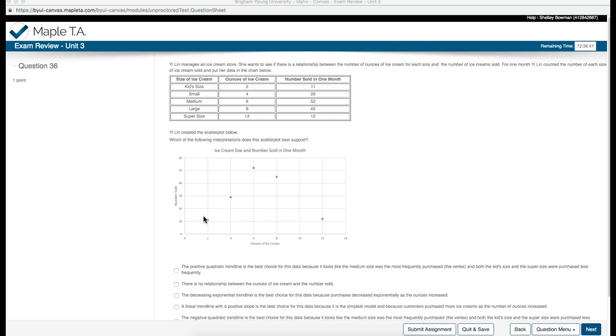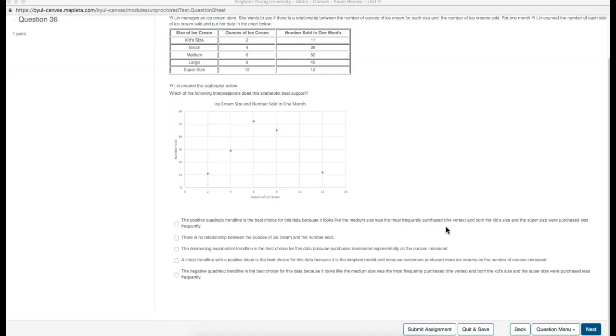So here we have a beautiful scatter plot with the data that she's collected, and I see a trend showing. So let's come see what our options are. A positive quadratic trend line is the best choice for this data because it looks like the medium size was the most frequently purchased, or the vertex, and both the kid size and the super size were purchased less frequently. This last part sounds wonderful.